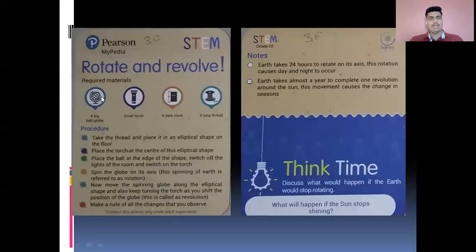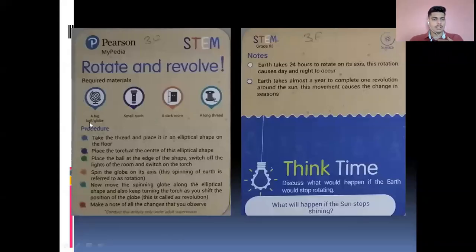Now, here we have an interesting experiment for you. We require some materials like a big globe or a ball, whichever, then a small torch, a dark room, most importantly, and a long thread. So the procedure is: take the thread and place it in an elliptical shape on the floor. Now place the torch at the center of this elliptical shape. Place the ball at the edge of the shape, switch off the lights in the room, and switch on the torch. Now, spin the globe along its axis.